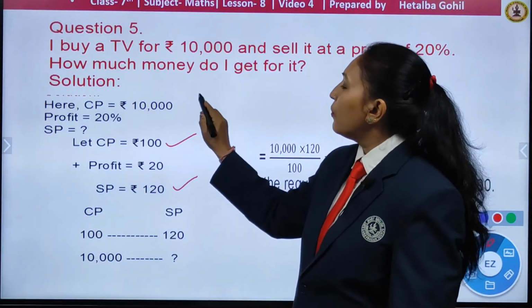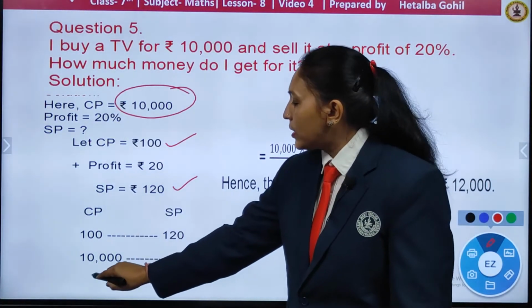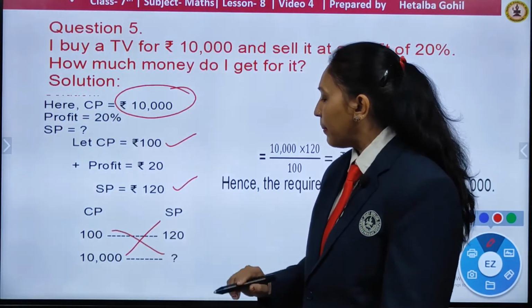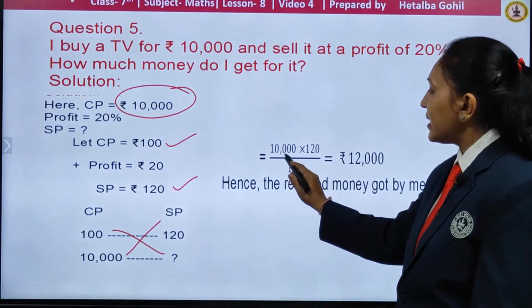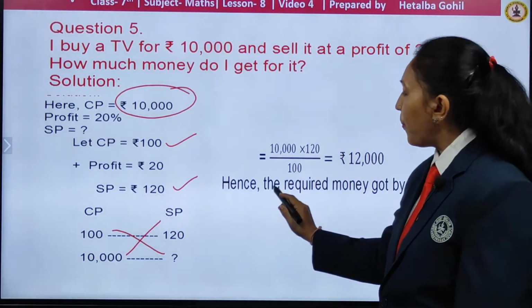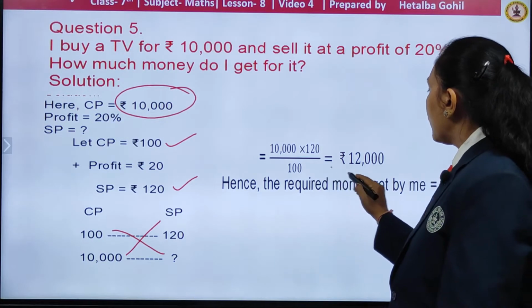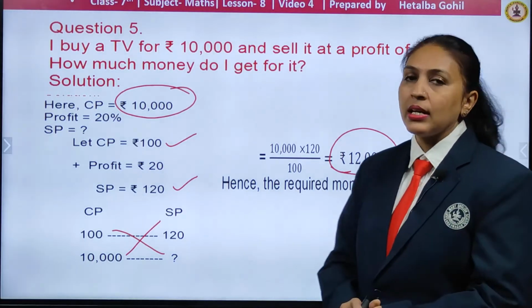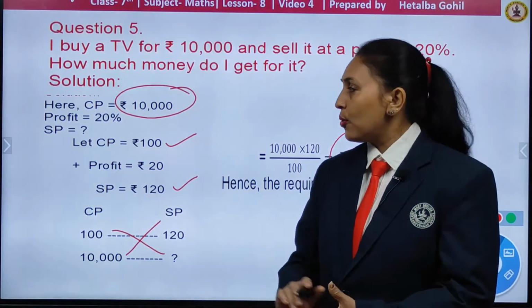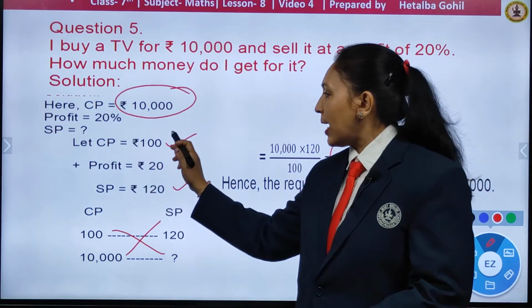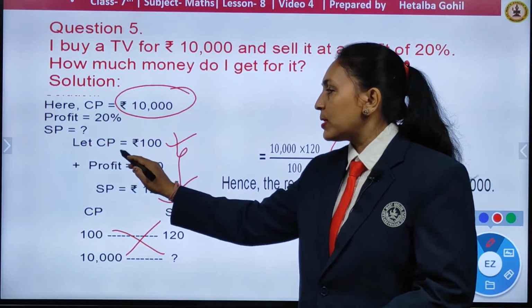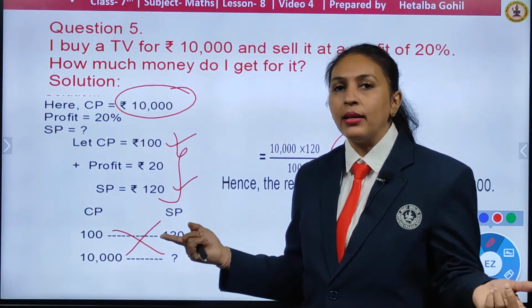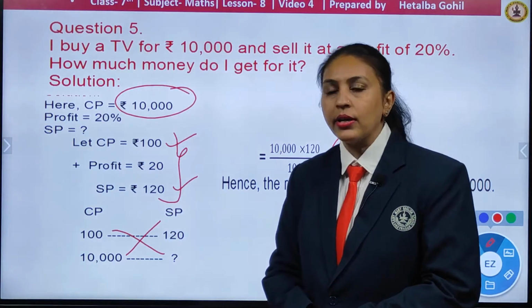Now, go to the question. What is the original cost price given? When cost price is 10,000, what is your selling price? Now, you can cross multiply. When you cross multiply, you will get 10,000 into 120 upon 100. When you reduce it, you will get rupees 12,000. So that is the selling price of the TV. So, very simple, you have to use this assumption method. Always assume CP as 100, add the profit, subtract the loss, and then you can compare the both and get your answers there.